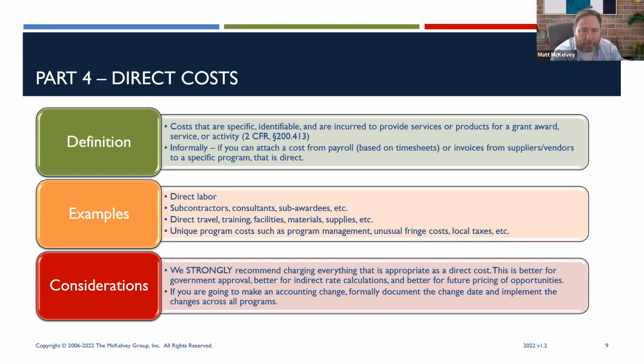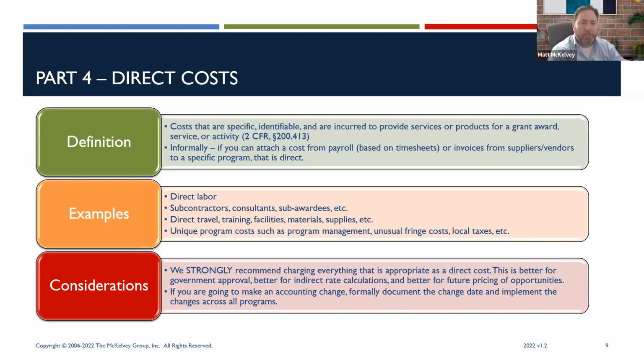The way I kind of look at this is that if you had no grants and you had no contracts in your organization, you wouldn't have any direct costs. Okay, that's the idea. Though once you start getting grants and start getting contracts, the cost to deliver those are your direct costs. So those are some examples. Let me pause there. Any questions on the examples?